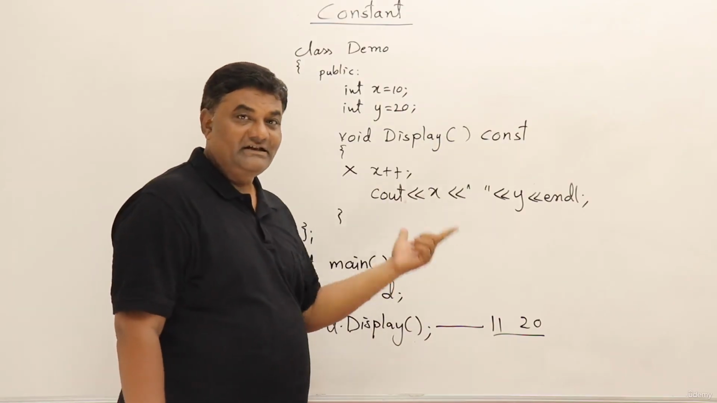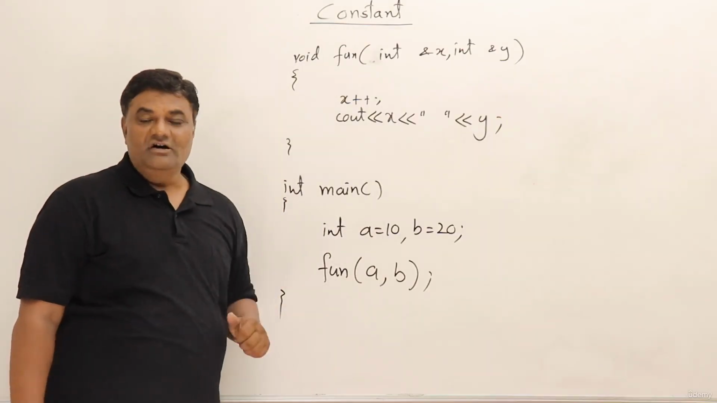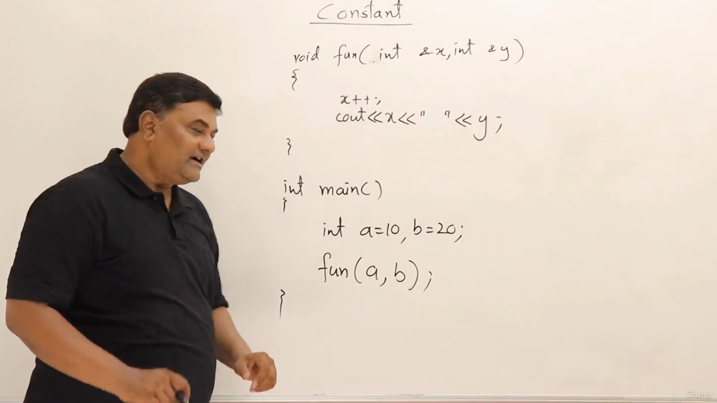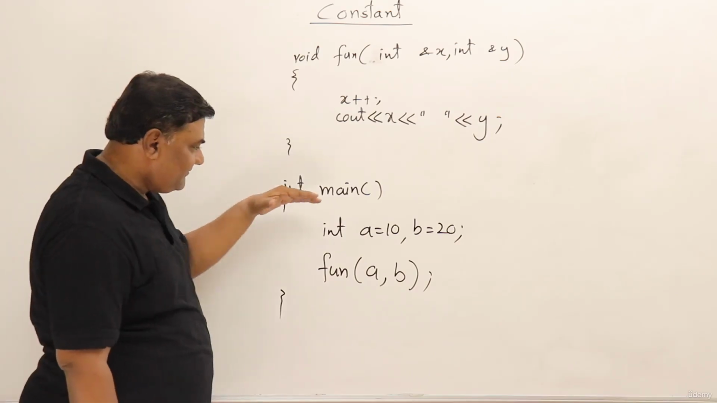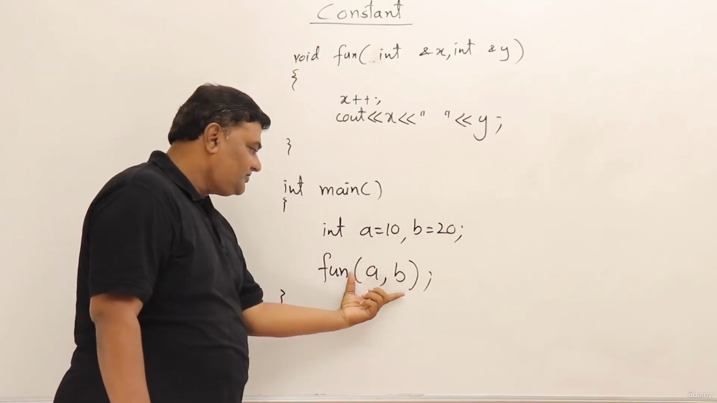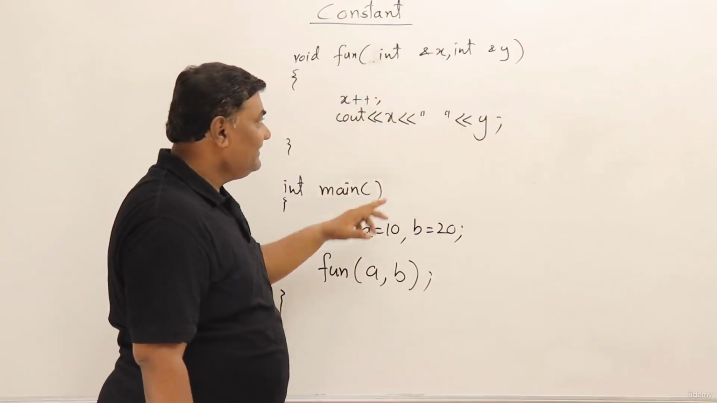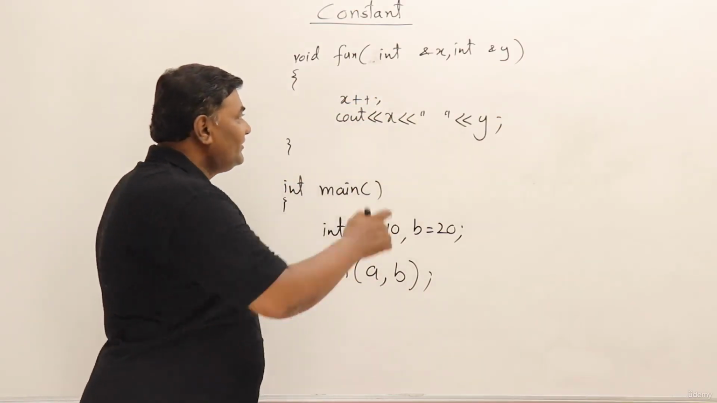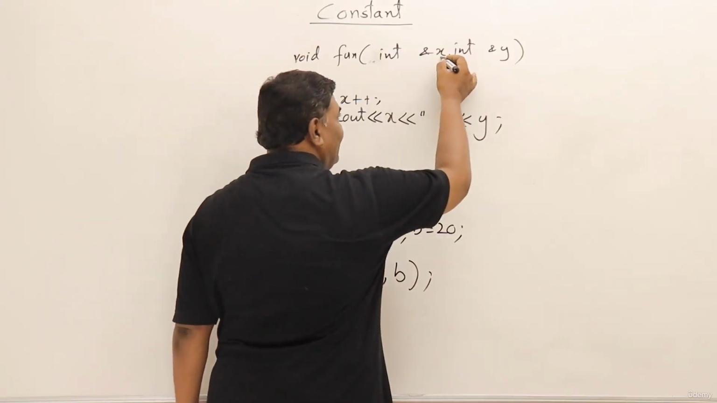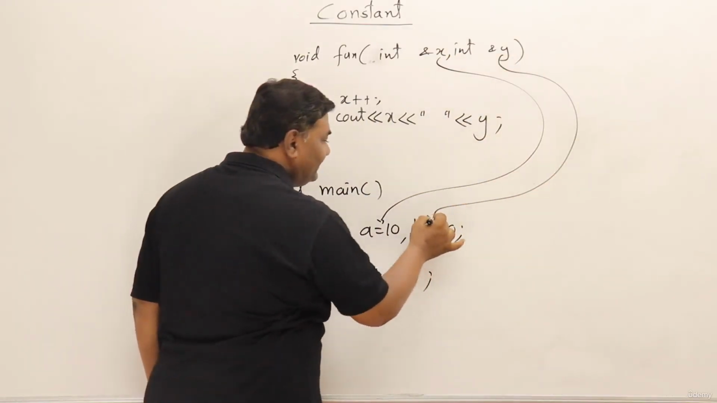So I'll remove this and give an example. Then from that I'll explain. Now one more method of using const. For that I have taken an example. Let me explain the example. I have a main function with a as 10 and b as 20, and the function is called by passing a and b. It is taking x as a and y as b. So it means this will be directly accessing this a as x and this b as y.